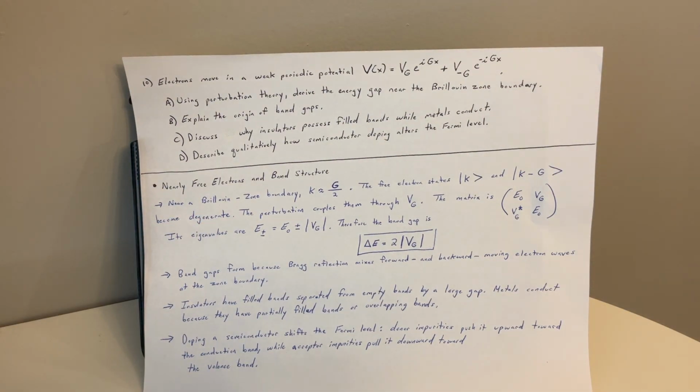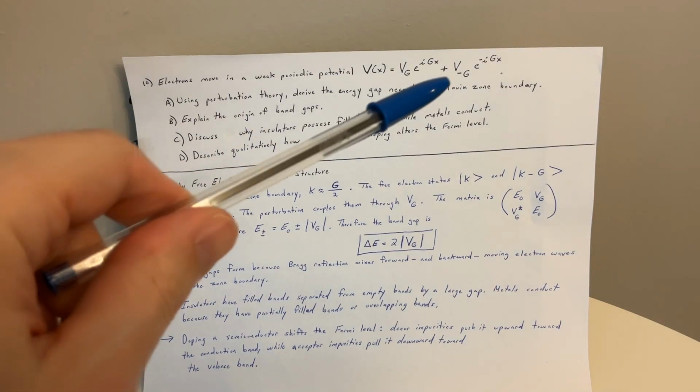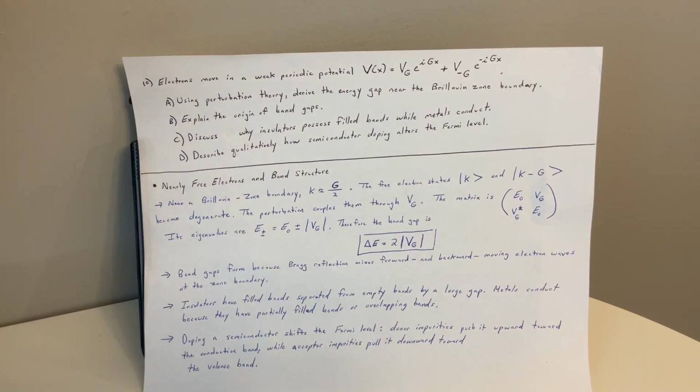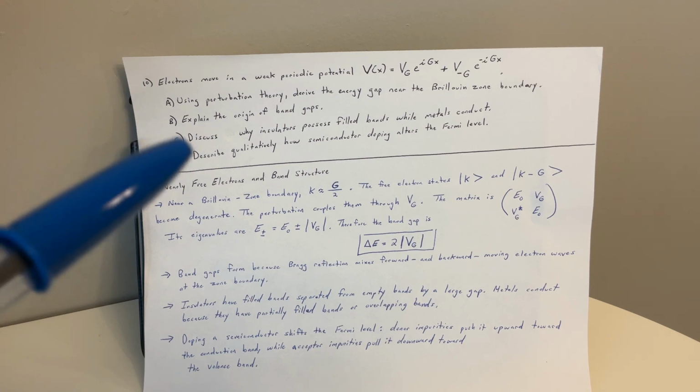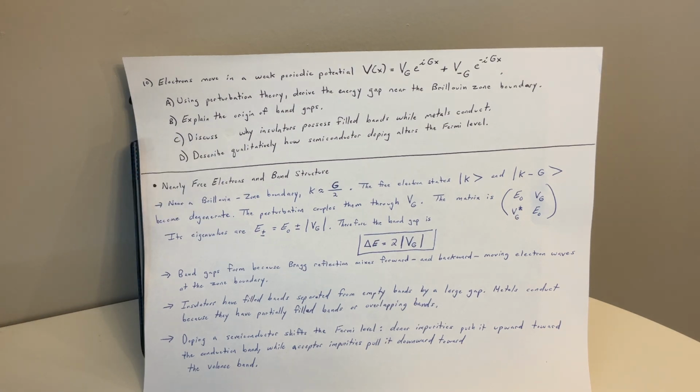All right, so electrons move in a weak periodic potential, V of x equals V sub G e to the i G x plus V sub negative G e to the negative i G x. I'll read through these A, B, C, D. Using perturbation theory, derive the energy gap near the Brillouin zone boundary. Explain the origin of band gaps. Discuss why insulators possess filled bands while metals conduct. In D, describe qualitatively how semiconductor doping alters the Fermi level. So I'm going to go over this in condensed fashion.